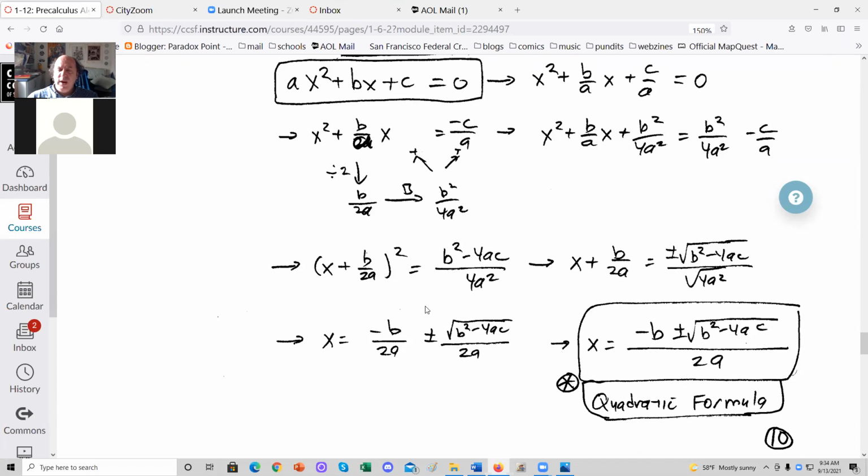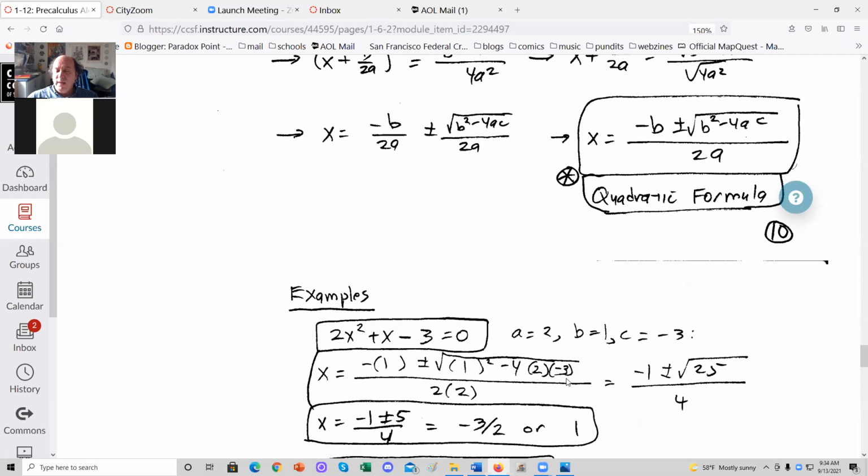Transpose the b over 2a, so x equals minus b over 2a plus or minus root of b squared minus 4ac all over 2a. Put that over a common denominator to make it a little more compact, and you get the solution: x equals negative b plus or minus root of b squared minus 4ac all divided by 2a. And that is the quadratic formula.